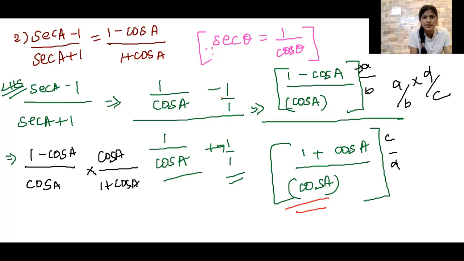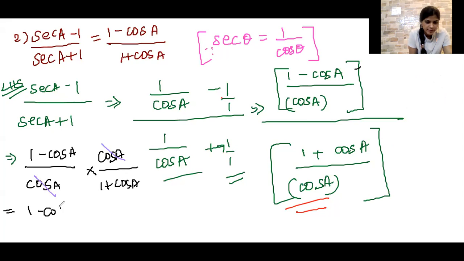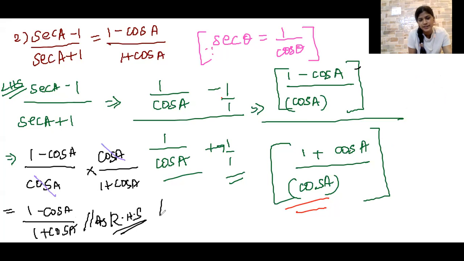Are you getting it? So now how can I simplify it? I can cancel out this cos A and this cos A. So I'll be left with, in the numerator, 1 minus cos A, and in the denominator, 1 plus cos A. That's it. We reached our right hand side. So from this, I can say right hand side is equal to the left hand side. Let's take a screenshot. We'll solve the other problem.